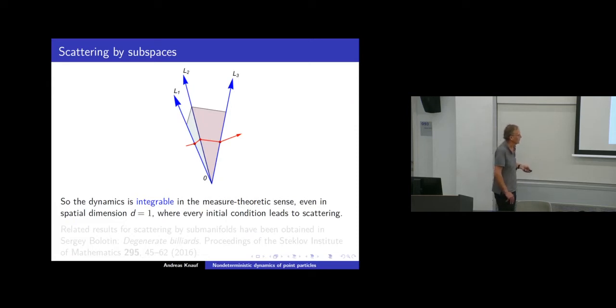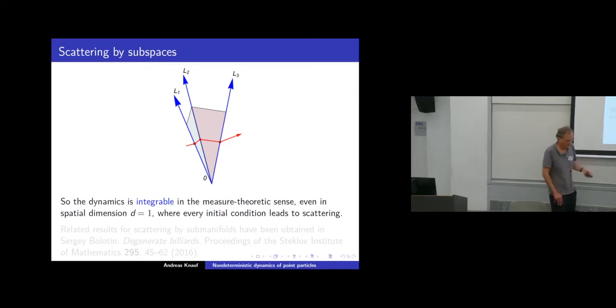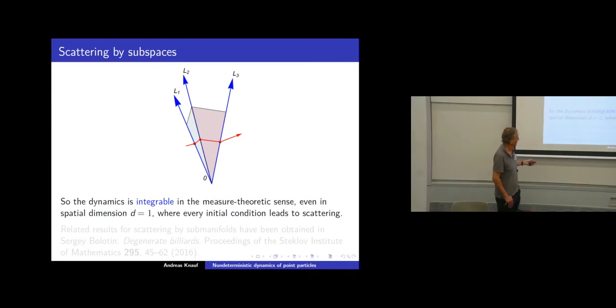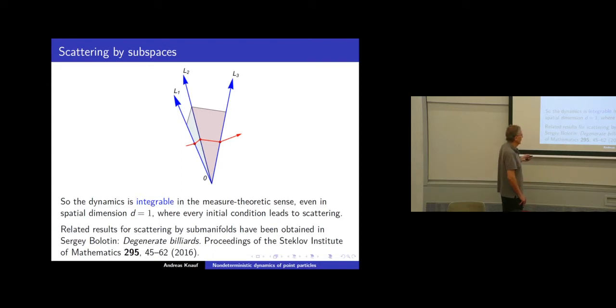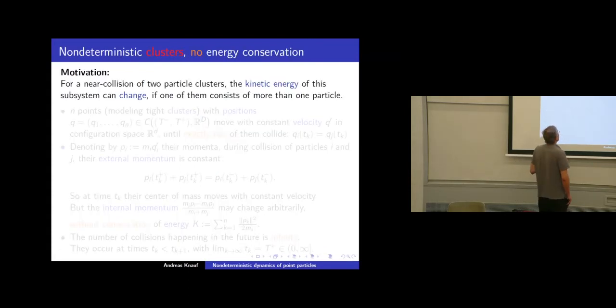Yeah? So even in spatial dimension, where the situation is of course a priori a bit different, because there you basically need to collide if you are not in a very special situation. Yeah, so even in low dimensions, this is true. Okay, there are a lot of related results, but only partially related. Therefore, I don't talk about them too much. There is an article by Sergei Volotin in this Steklov Institute proceedings on general billiards. I recommend it to you.